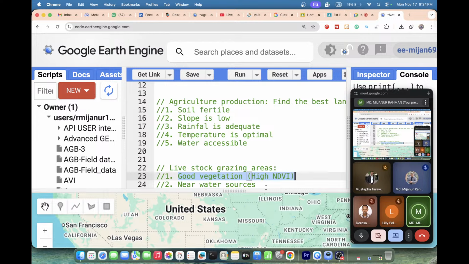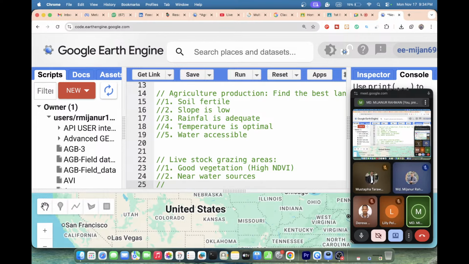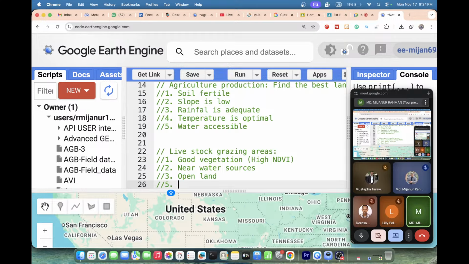Then near water sources, this is another factor. And another important thing is open land. And finally, suppose we consider suitable climate. In the suitable climate we can add a lot of things. Suppose temperature is optimal, rainfall is adequate, this type of thing we simply consider.